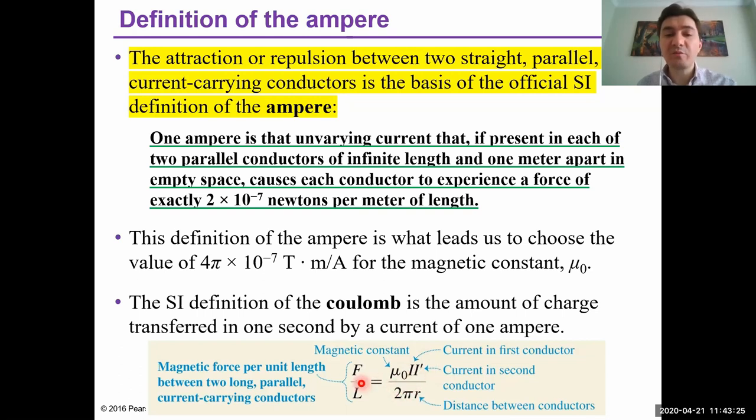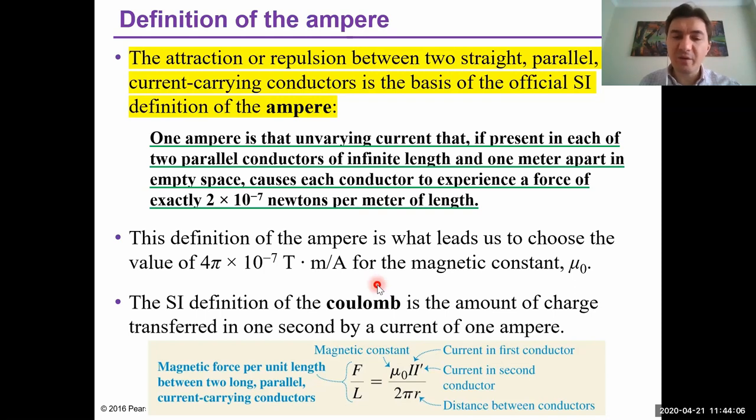So if you put that force per length here, 2 × 10⁻⁷ newtons per meter, then put 1 ampere, 1 ampere, and 2 pi, 1 meter here, you can calculate the magnetic constant, and the magnetic constant is given by that expression, 4 pi × 10⁻⁷ tesla meter per amp. So this is the magnetic constant.